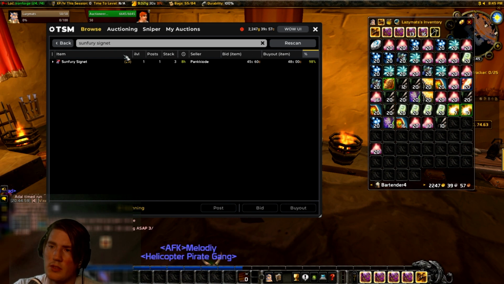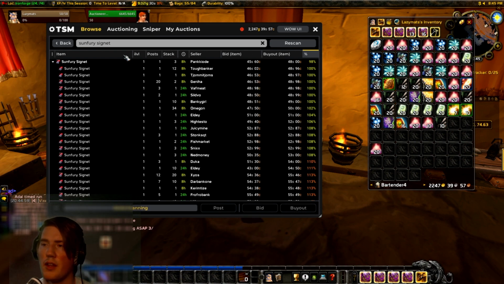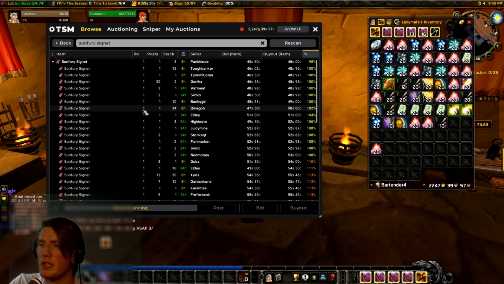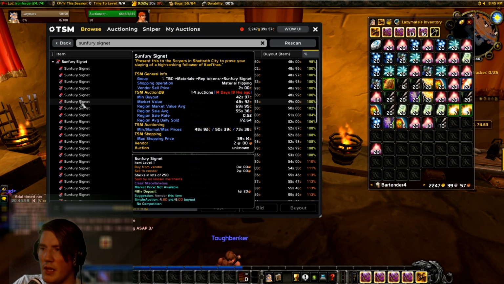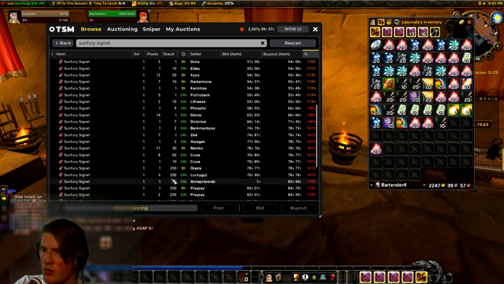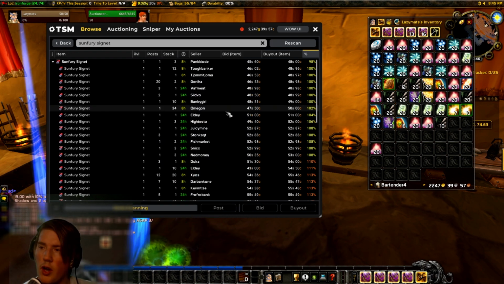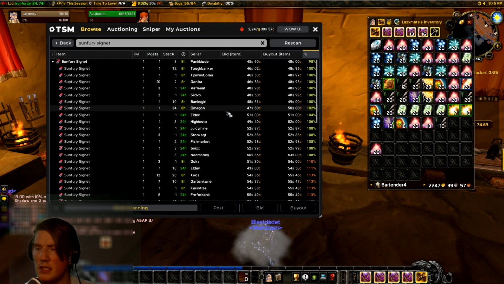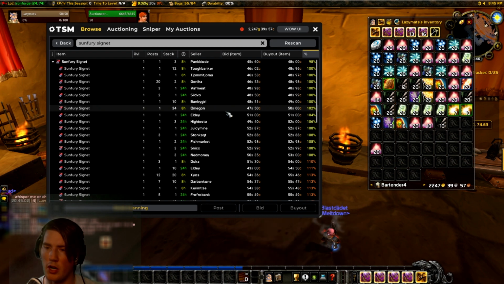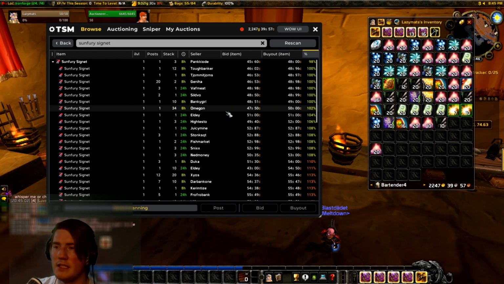Another example that's interesting is the Sun Fury Signet and the other turn-in, the Mark of Sargeras. You can turn these in 10 at a time. So in general, you'll want to sell these in multiples of 10. They can stack all the way up to 200, I believe, 250 even. So you can sell these in stacks of 10, 20, 50, 100 if you have large quantities of these. And then you'll be targeting people who have a wide variety of rep needs.